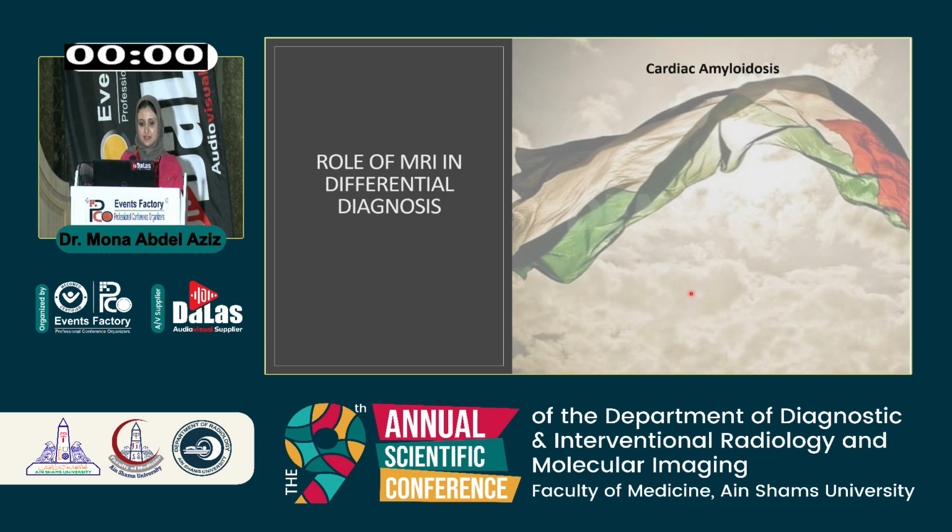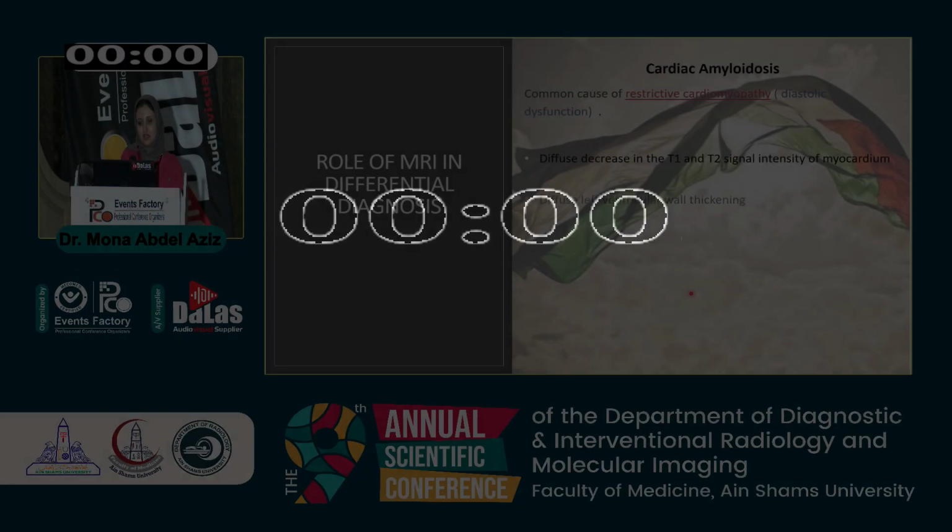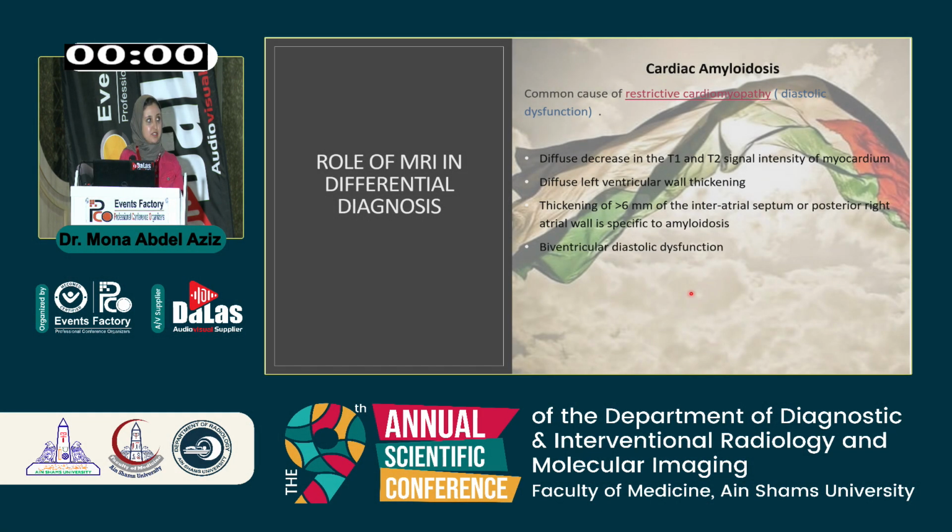Also, the MRI has an important role in the differential diagnosis of HCM patients. Like cardiac amyloidosis, which is a common restrictive cardiomyopathy. With systolic dysfunction, we'll notice decrease in the T1 and T2 signal intensity of the myocardium, diffuse left ventricular wall thickening, and there is a specific sign for it, which is the thickening of the interatrial septum to more than 6 millimeters. With biventricular diastolic dysfunction, we can see pericardial and pleural effusions.